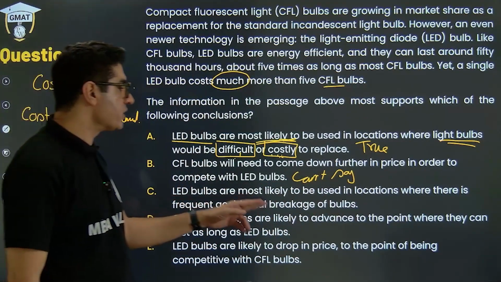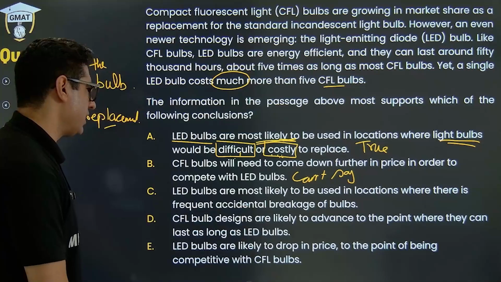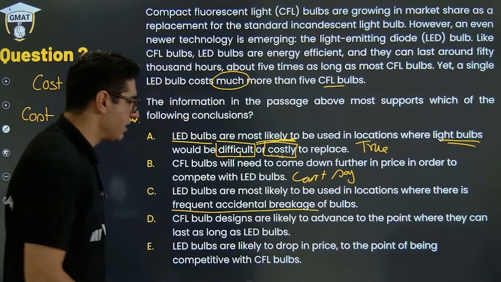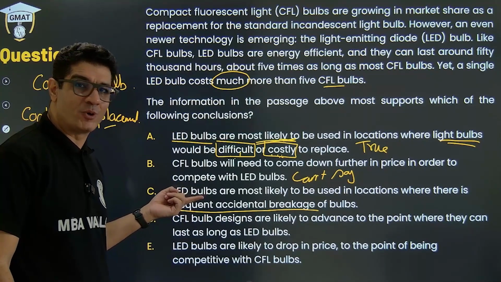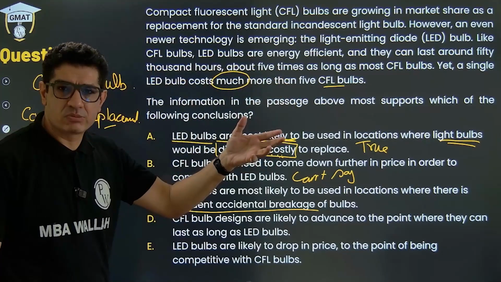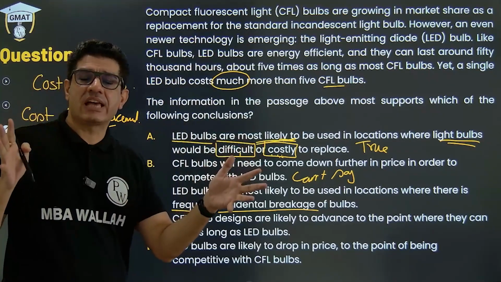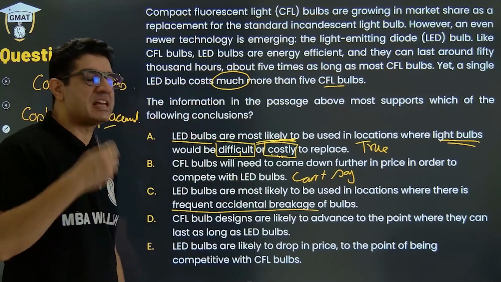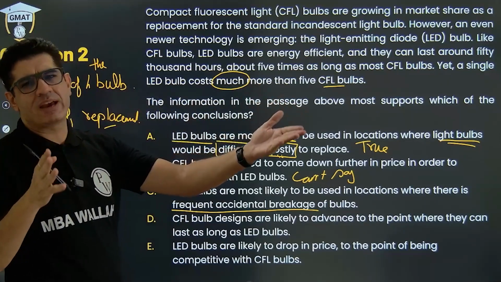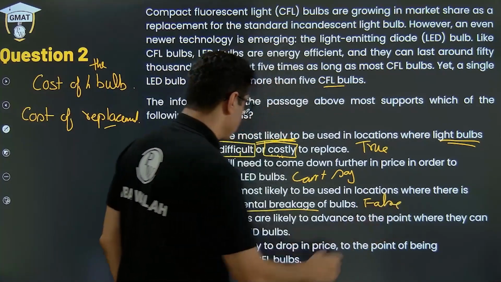C, LED bulbs are most likely to be used in locations where there is frequent accidental breakage of bulbs. No, look, if there is a place where there is frequent accidental breakage of bulbs, then will we prefer LED bulbs? No. What is their advantage? They last 5 times longer, but that is in natural use. They are not extra protected against accidents. In fact, you're spending 7 times as much as a CFL bulb, and the bulb is anyway going to break frequently, so you are spending more money and you are also missing out on their lifespan which is 5 times longer. So doing this is wrong, in fact. So this is definitely going to be false. Remove this one.